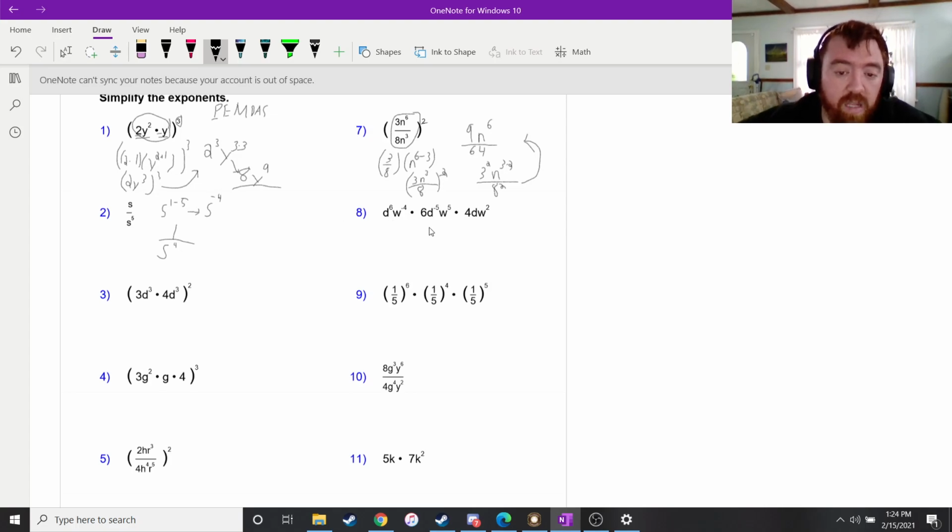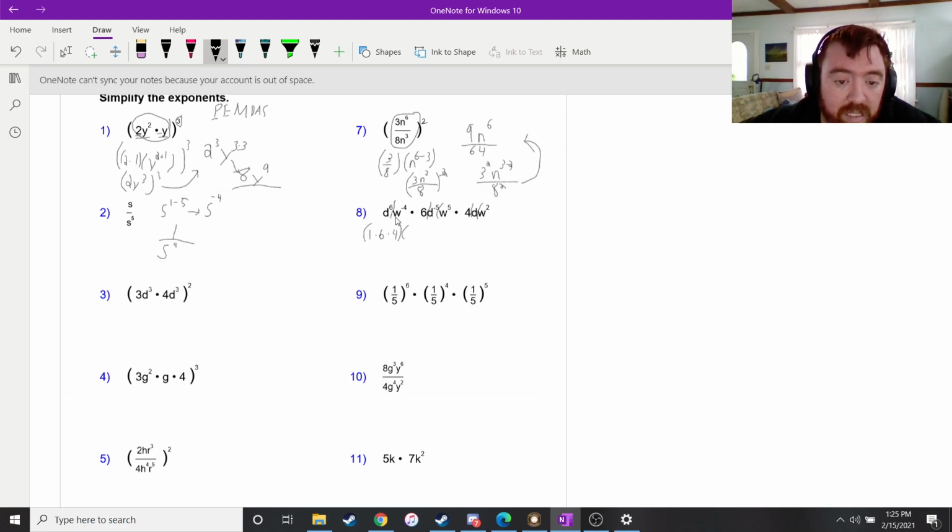Alright, a little bit longer here, but what we want to do is split each of these up. So we want to have d, w, we're going to split the 6 and the d up here, for d and the w. Alright, so I'm going to put the coefficients in front. We've got 1, an invisible 1, times 6 times 4.